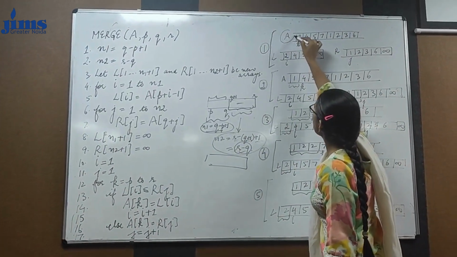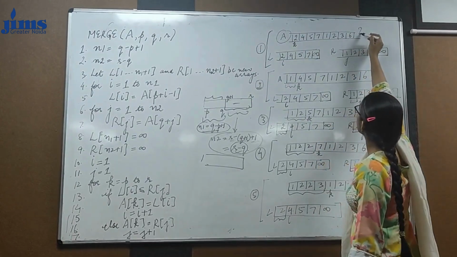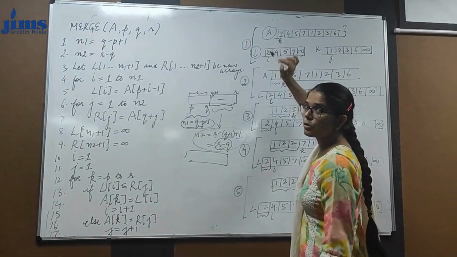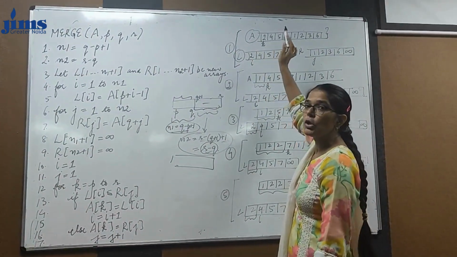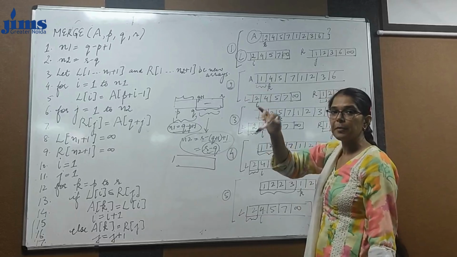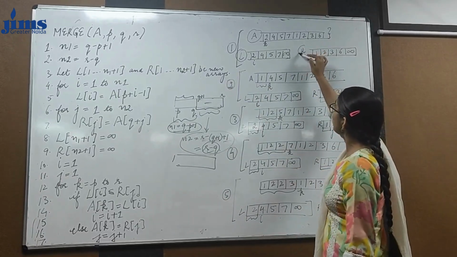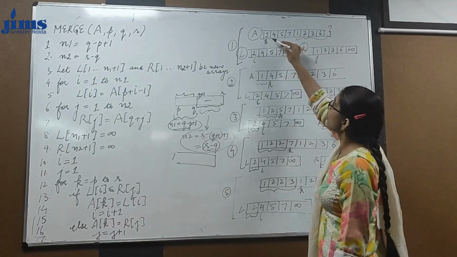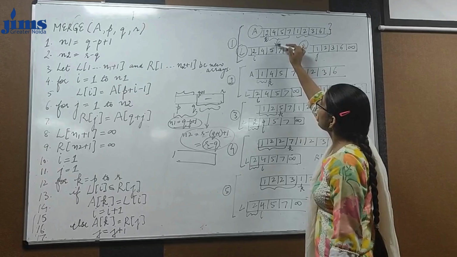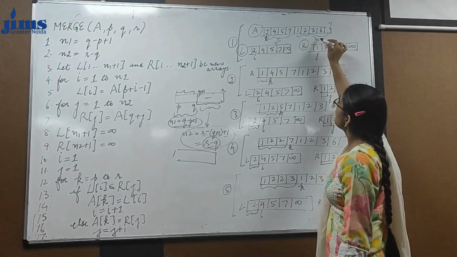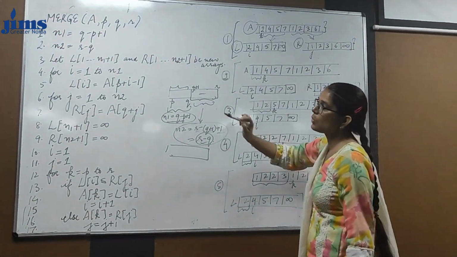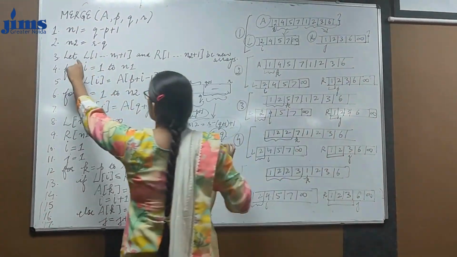This is the array A, that is the original array that is sorted. This is the subarray L, that is the temporary storage we have taken to store the left part. This is the temporary array that we have taken to store the right part. So we shall be copying the left part into the array named L, and similarly the right part of the array A into the subarray named R. That is what we are doing in the next few lines.